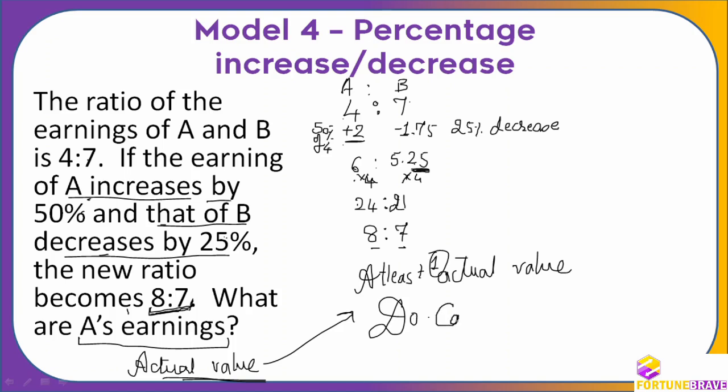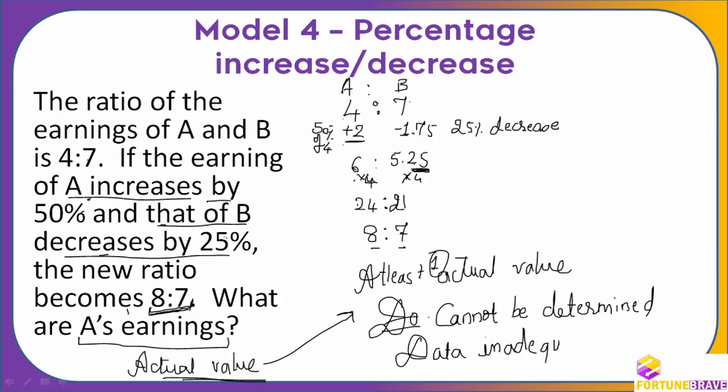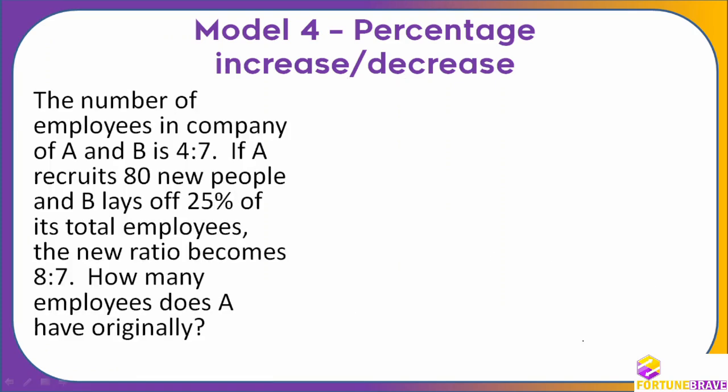The answer is: cannot be found, cannot be determined, or data inadequate. This data is inadequate for us to find the answer properly. Is that clear? So note down this one. This is very, very important information, my dear friend, because once you understand this, you will be able to solve at least one of the questions without calculating anything. Let us go to the next question.